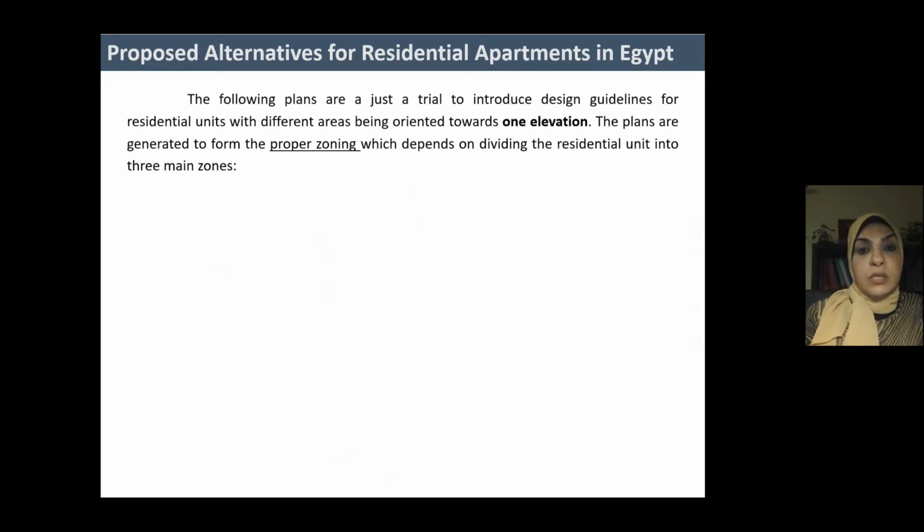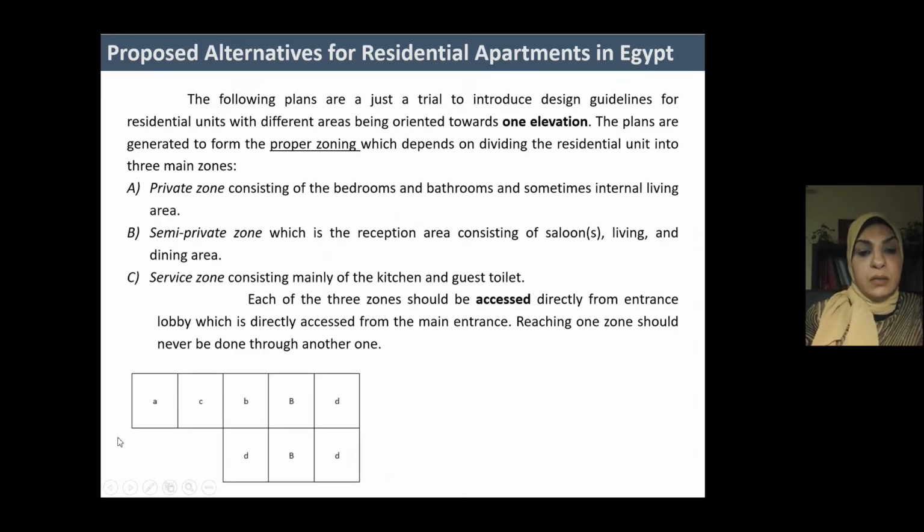The following plans are just a trial to introduce design guidelines for residential units with different areas, being oriented towards one elevation. If we look at the urban context of the apartments, any apartment can be reached from three elevations, or two elevations, the front and the back, or one elevation. And this is the model that we are going to work on in this paper.